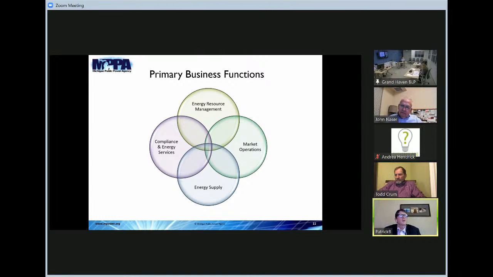Market operations are the activities that happen day in, day out, all day long. It's the scheduling and forecasting of power supply. It's the settlement activities that go on. It's all of the communications that go back and forth between the wholesale markets, which happen 24/7.